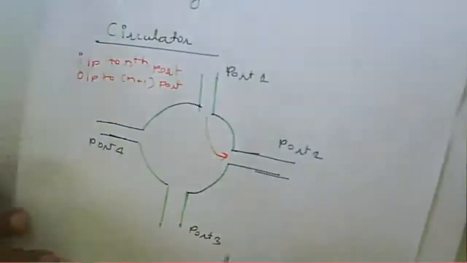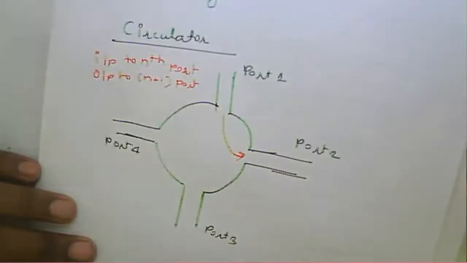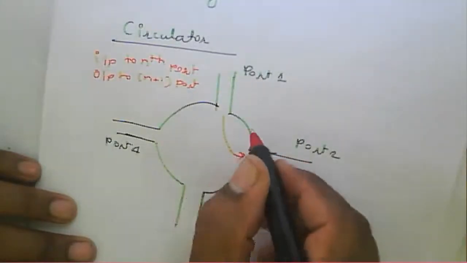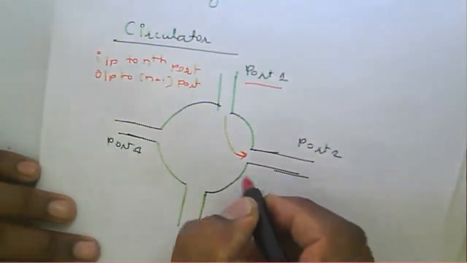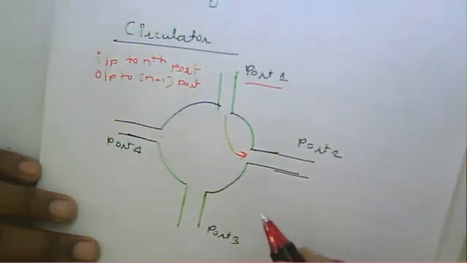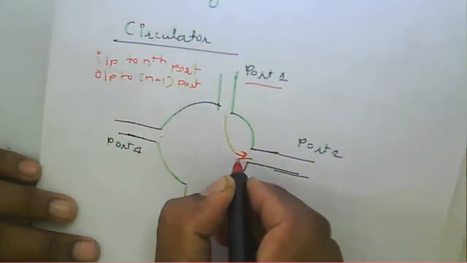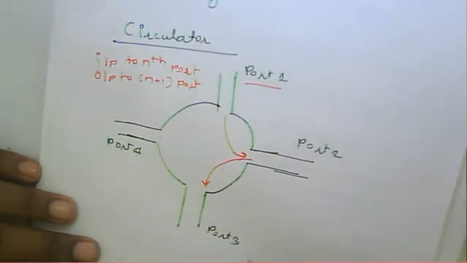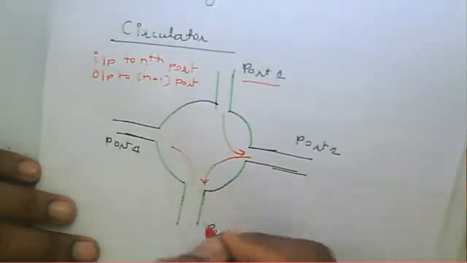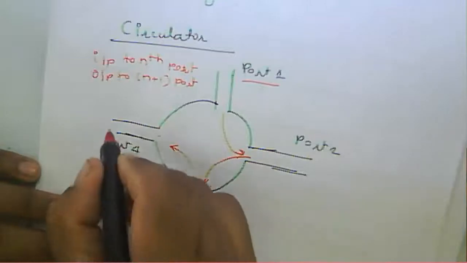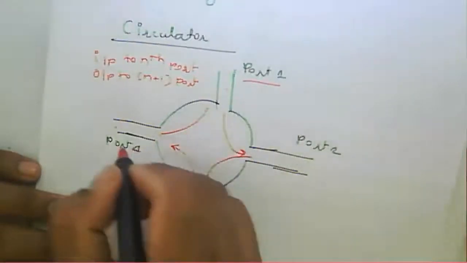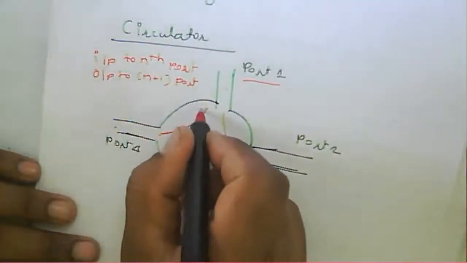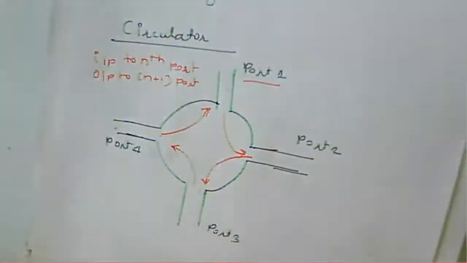Now, looking at this particular case: if we provide the input to port 1, output is available at port 2, and no power is coupled to port 3 and port 4. If we provide the input to port 2, output is available at port 3, and no power is coupled to port 4 and port 1. If we provide the input to port 3, output is available at port 4, with no power coupled to port 1 and port 2. Likewise, if we provide the input to port 4, output is available at port 1, with no power coupled to the other ports.